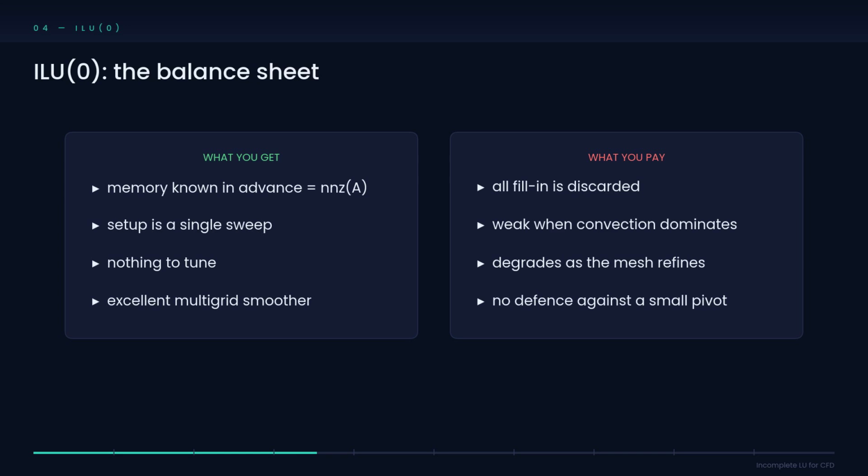The disadvantage is equally real. For anything convection-dominated, or on a fine mesh, throwing away all fill-in throws away most of the information, and the preconditioner is simply too crude.